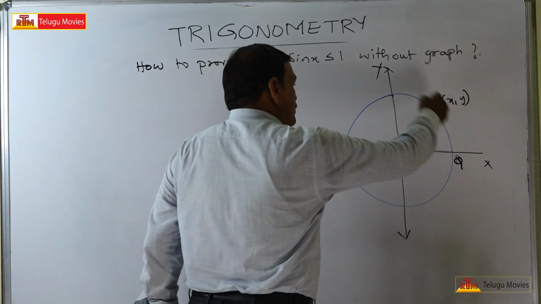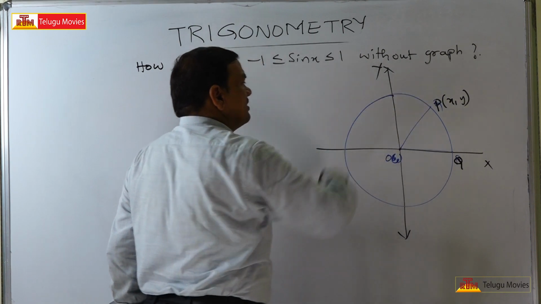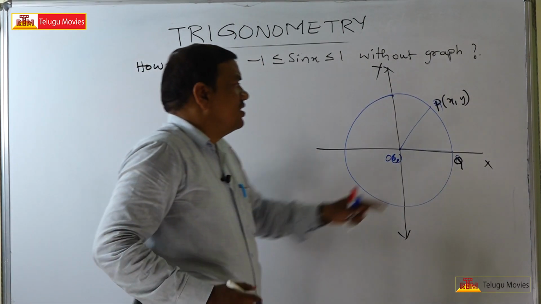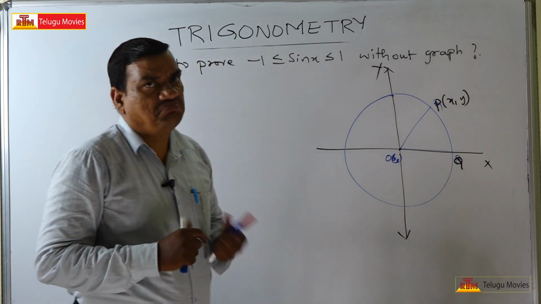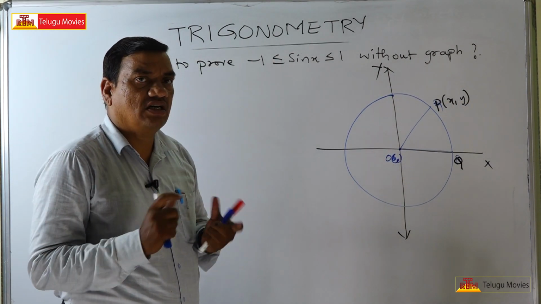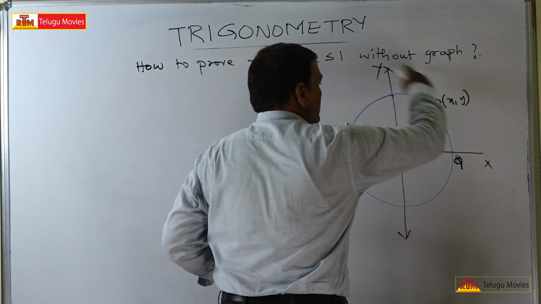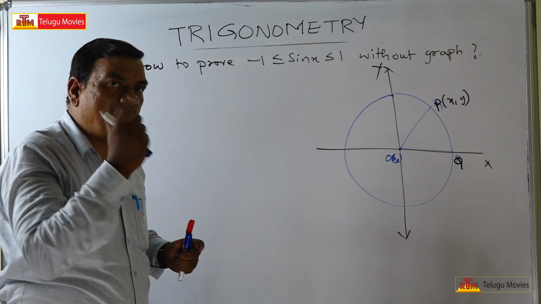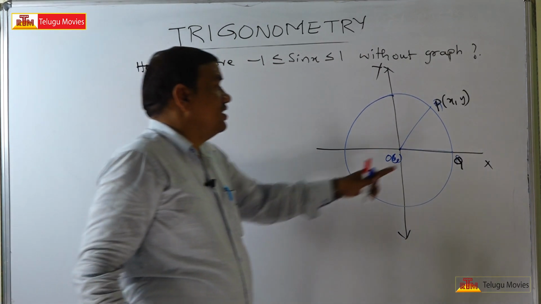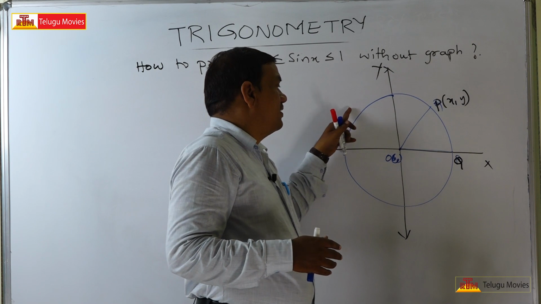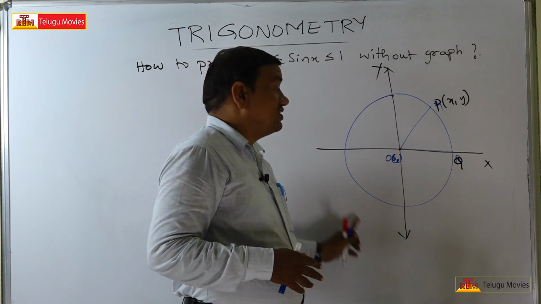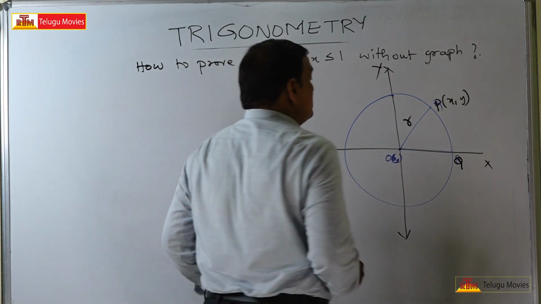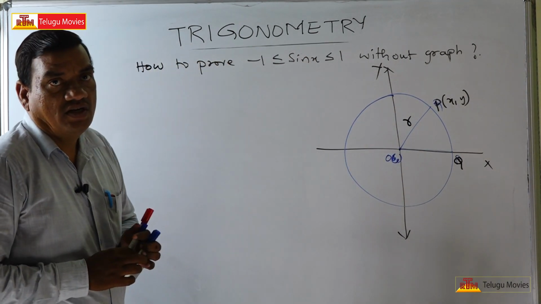As P moves on the circumference of the circle, either in the clockwise or anti-clockwise direction, the values of x and y will change automatically. Whatever it is, the x value and y value magnitudes change. All plus values will come here, minus plus here, minus minus here, plus minus, all will change, right? The one and only thing that doesn't change is the radius of the circle.